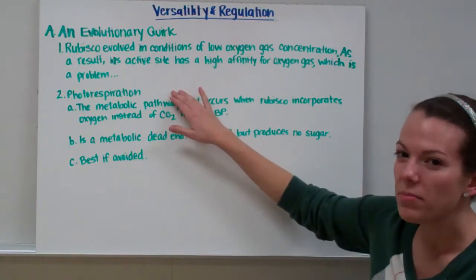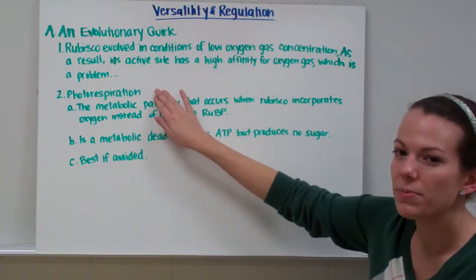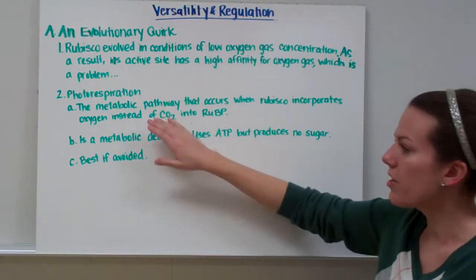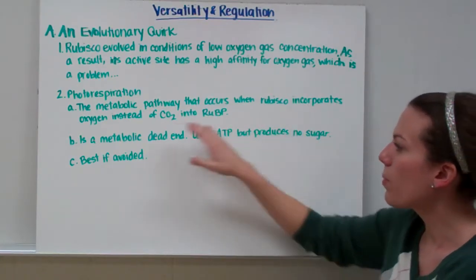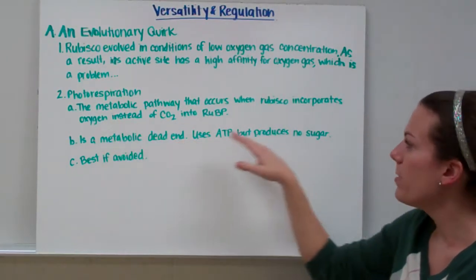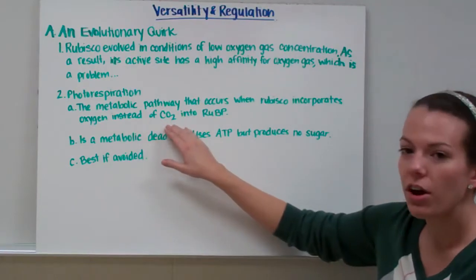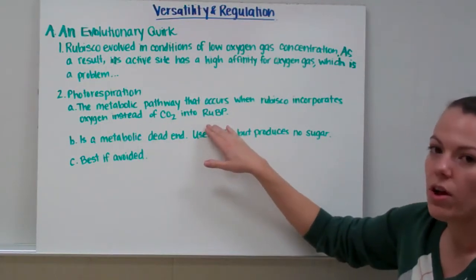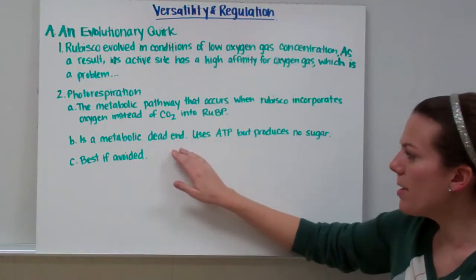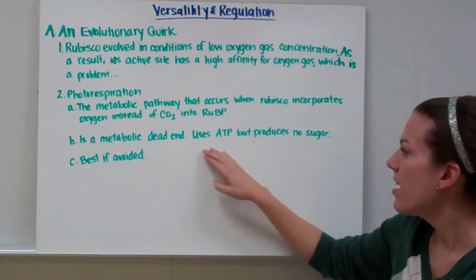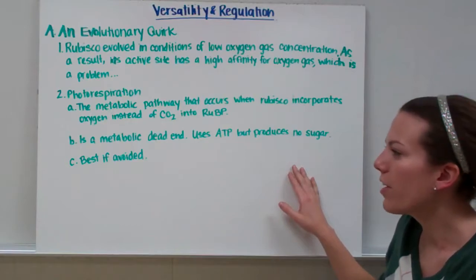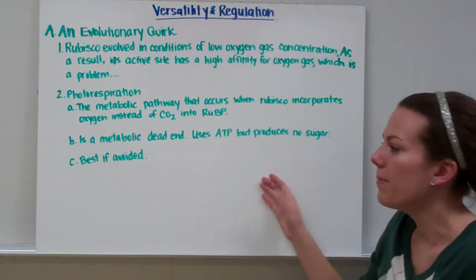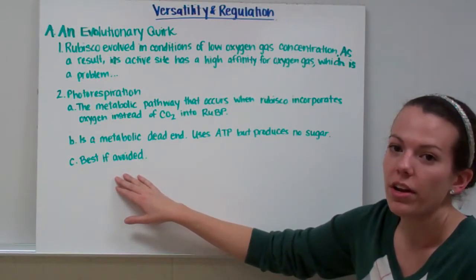And as a result, we have something that happens called photorespiration. Photorespiration is the metabolic pathway that occurs when rubisco incorporates oxygen. So it's when rubisco binds to oxygen instead of carbon dioxide into RuBP. It is a metabolic dead end. It uses up ATP, but it doesn't produce any sugar. So therefore, it's basically just wasting ATP. So it is best avoided.